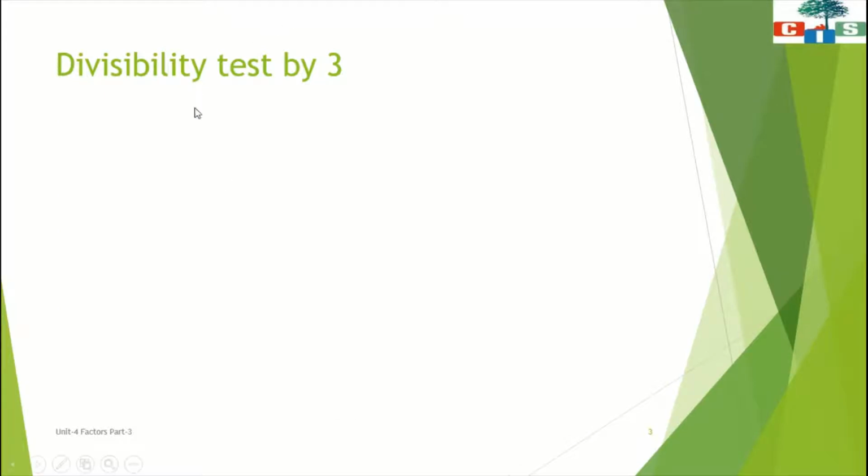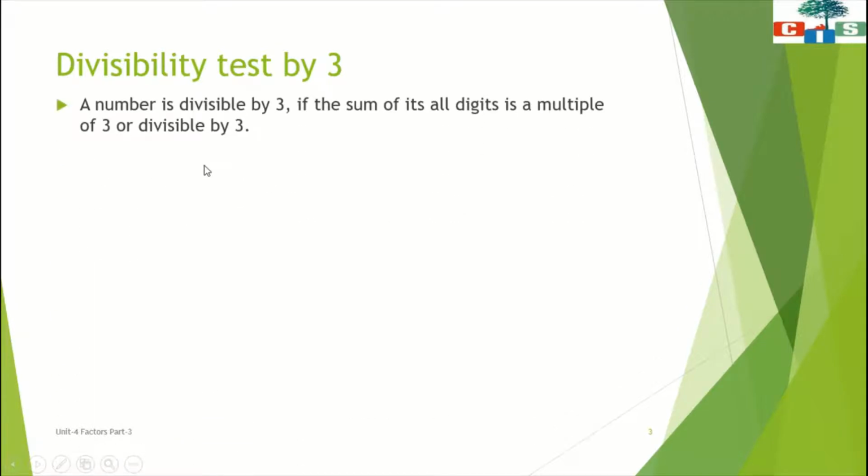Now scholars, we will see the next rule, that is divisibility test by 3. This rule will help you to find whether the given number is divisible by 3 or not. So we will see the rule. A number is divisible by 3 if the sum of all its digits is a multiple of 3 or divisible by 3. We will see some examples to understand this rule very well.